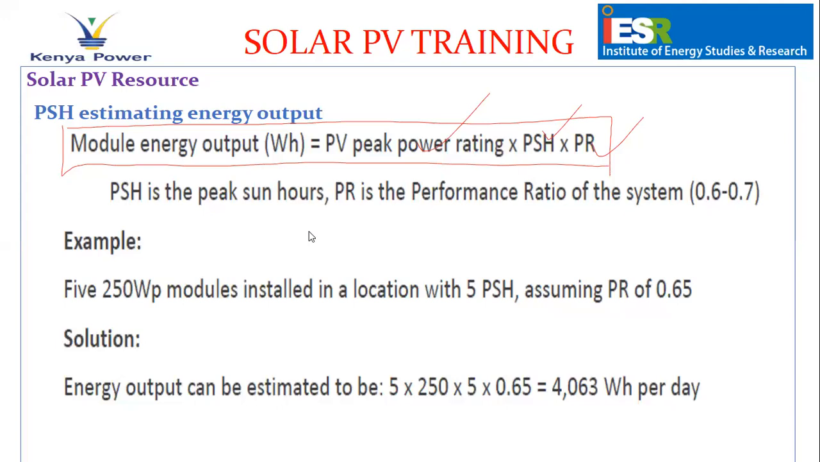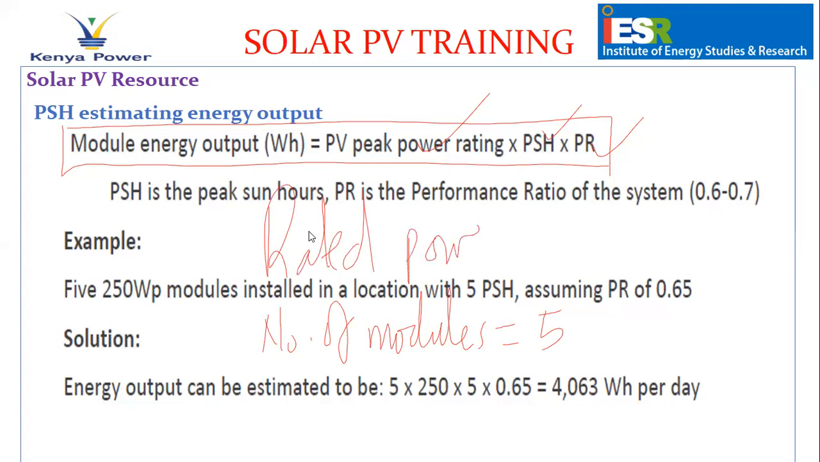So the number of PV modules in this case is 5 modules. Now, the rated power output, that is peak power output, the maximum possible power we can get from one PV module is quoted as 250 watts peak. And we have 5 modules.